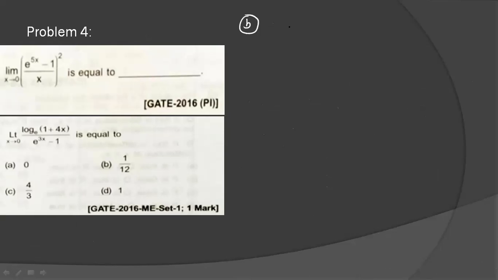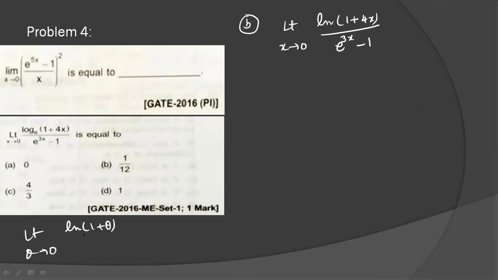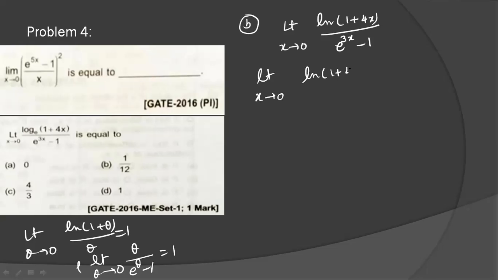Second part is limit x tending to 0, ln(1 plus 4x) upon e to the power 3x minus 1. Now remember the result. Result is limit theta tending to 0 ln(1 plus theta) upon theta equal to 1, and limit theta tending to 0 theta upon e to the power theta minus 1 is also 1. So try to supply theta. How? It is ln(1 plus 4x), so give 4x in the denominator. Then you have to multiply in the numerator also.